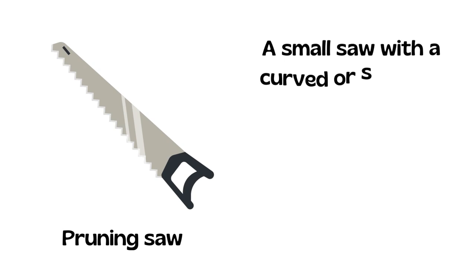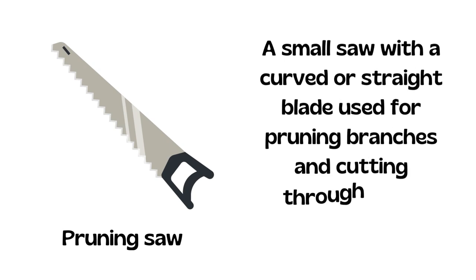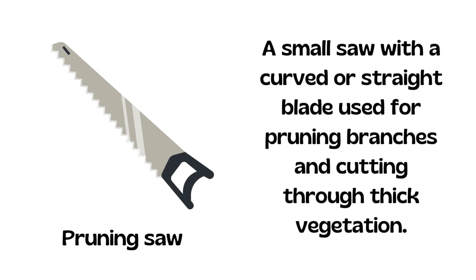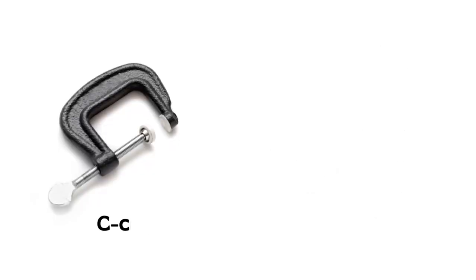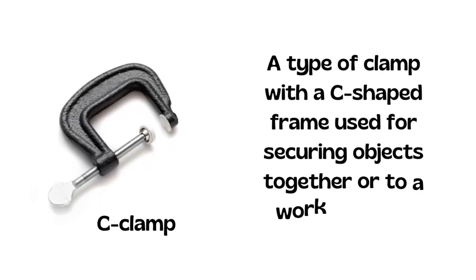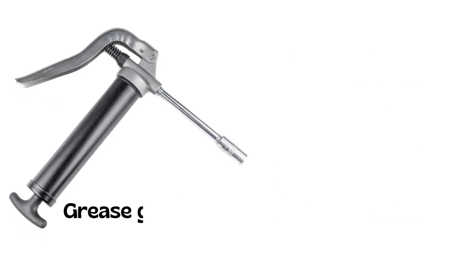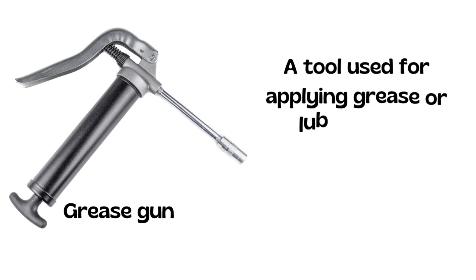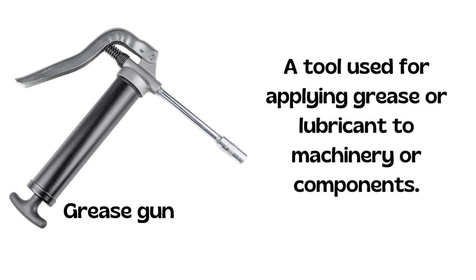Pruning saw, a small saw with a curved or straight blade used for pruning branches and cutting through thick vegetation. C-clamp, a type of clamp with a C-shaped frame used for securing objects together or to a work surface. Grease gun, a tool used for applying grease or lubricant to machinery or components.